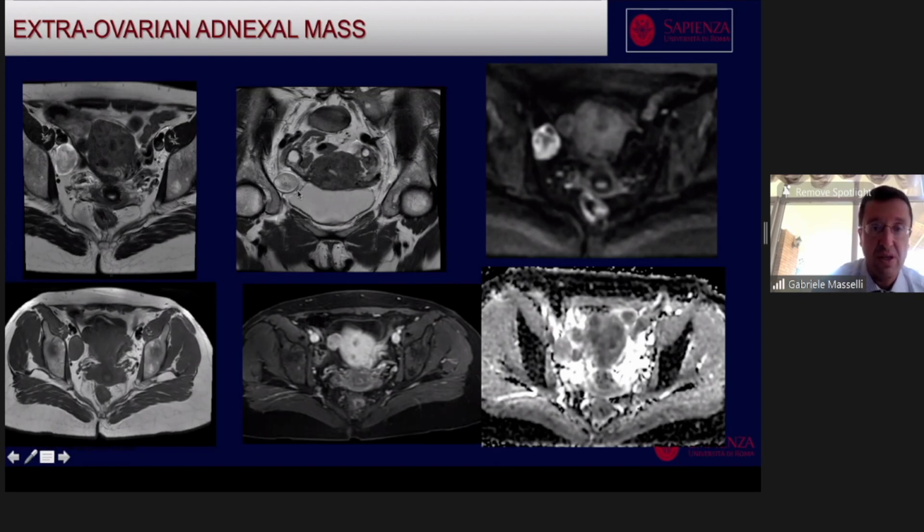So this is a non-ovarian lesion. We performed diffusion, with the presence of restriction, so it is indicative of malignancy, a solid tissue lesion with poor and heterogeneous enhancement after contrast administration. This was a case of a pelvic schwannoma.